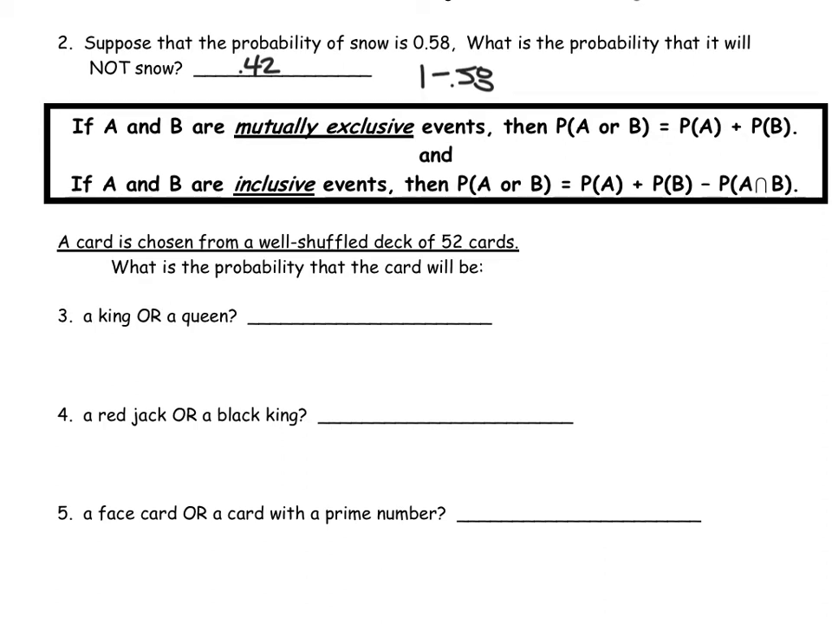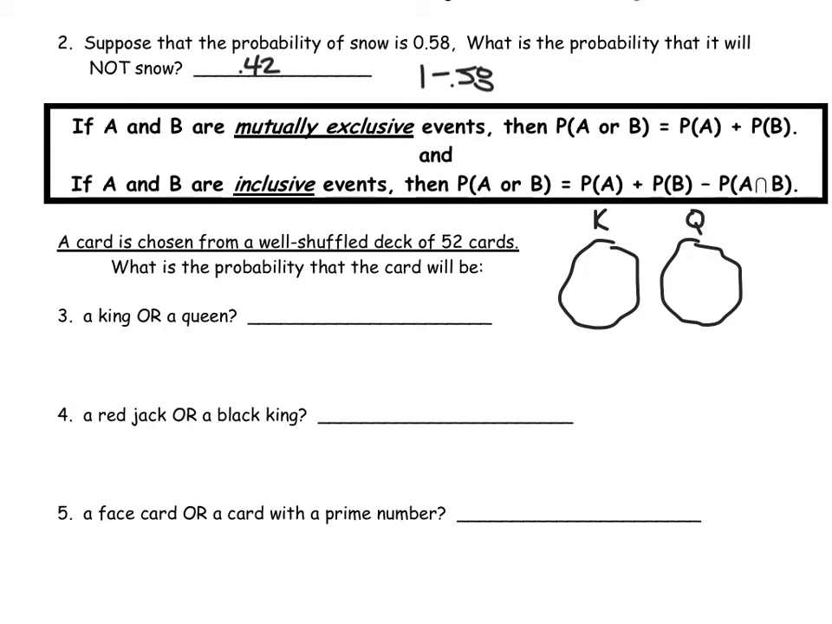Okay, so I want to know in example number 3, it says here, a card is chosen from a well-shuffled deck of 52 cards. What is the probability that the card is a king or a queen? Okay, so what I'm going to do is I'm always going to draw two circles. Sometimes these circles will overlap, sometimes they won't. Can it be a king and a queen at the same time? No. So in this case, these are my kings, these are my queens.